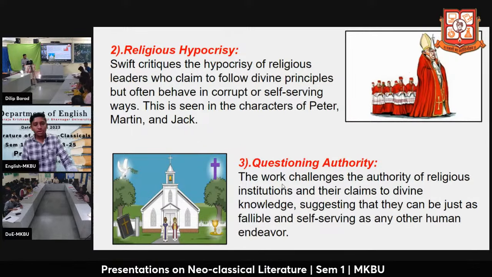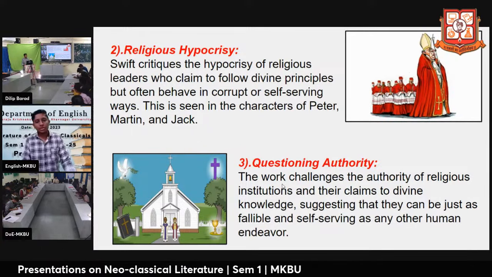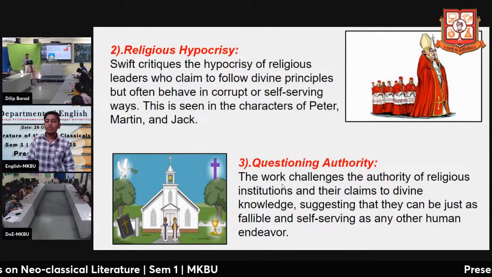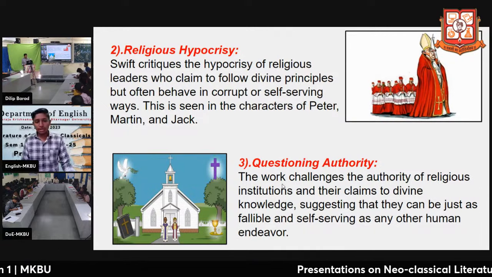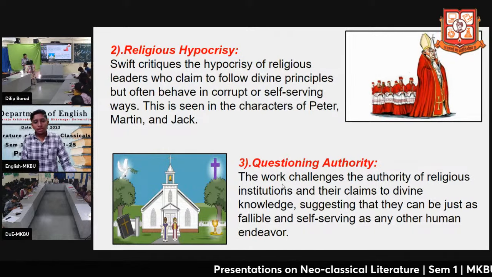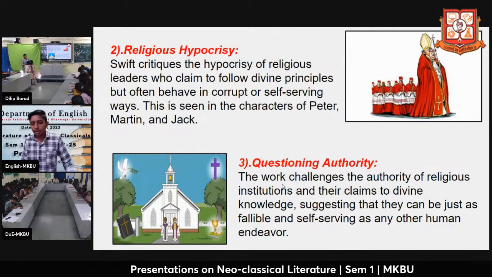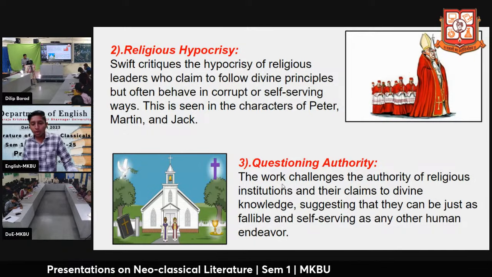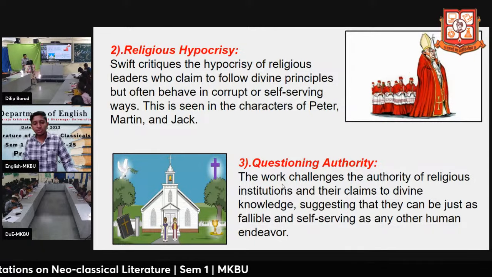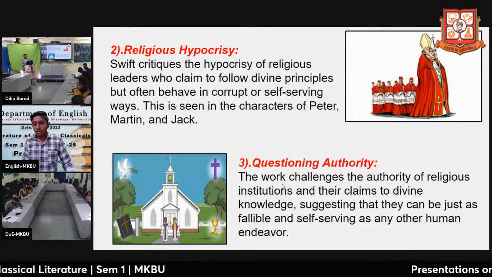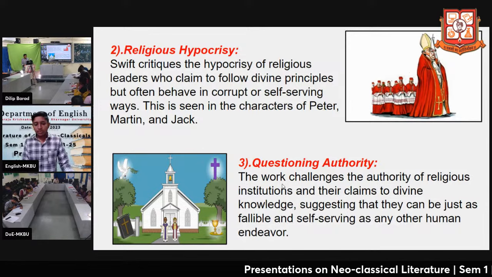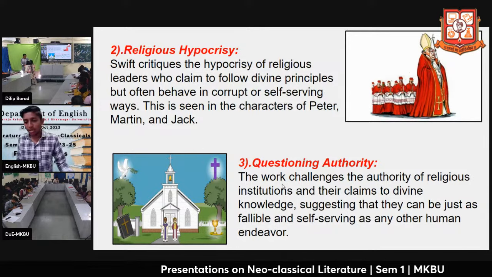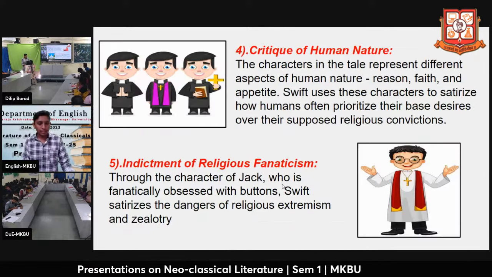Religious hypocrisy. Swift criticized the hypocrisy of religious leaders who claim to follow divine principles but often behave in corrupt or self-serving ways. This is seen in the characters of Peter, Martin, and Jack. Questioning authority: the work challenges the authority of Christian institutions and their claims to divine knowledge, suggesting they can be just as flawed and self-serving as any other human endeavor.